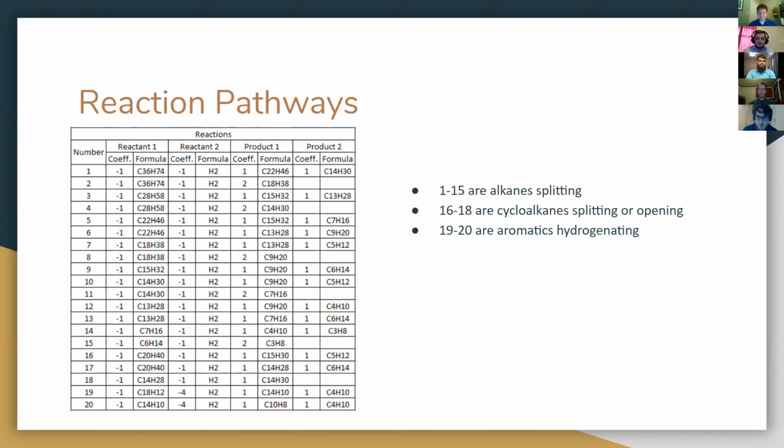For reactions, we originally started out with 80 plus reactions, but we eventually pared it down to 20 by removing redundant ones and ones where during the kinetic optimization we found fit the data best when they're not occurring. So we came up with 16 reactions that are just alkane splitting, and 3 reactions that are cyclic alkanes breaking open, and then 2 that are aromatic hydrogenating.